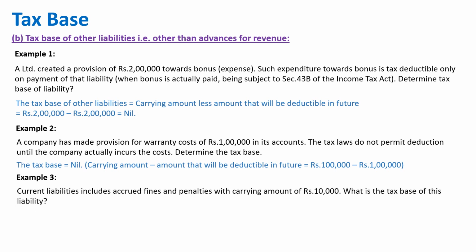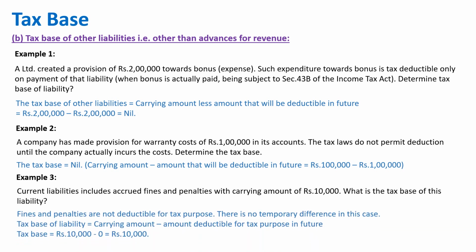Example 3. Current liabilities includes accrued fines and penalties with carrying amount of rupees 10,000. What is the tax base of this liability? So here, fines and penalties are not deductible for tax purpose. There is no temporary difference in this case. So the tax base equals carrying amount minus amount deductible for tax purpose in future. So this 10,000 is not deductible. Hence tax base is 10,000 minus 0 equals 10,000 rupees.